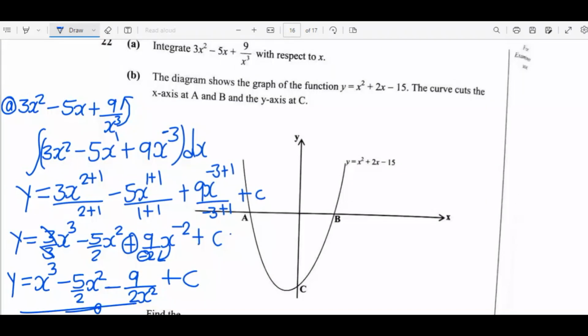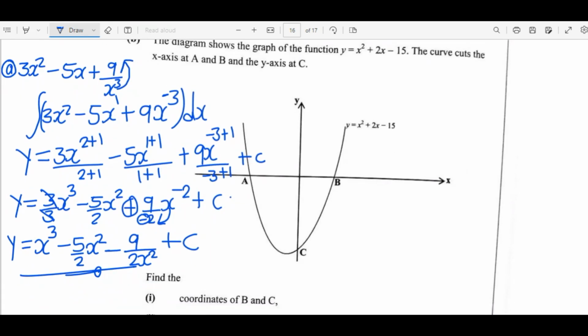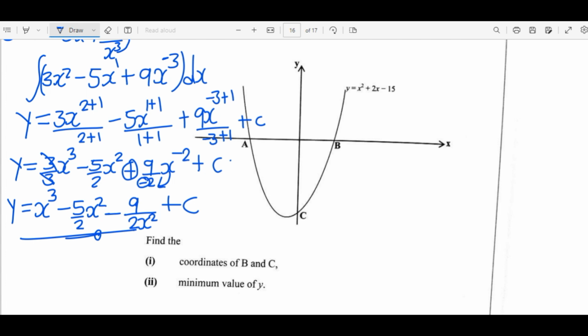Now we go back to question B. The diagram shows the graph of the function y is equal to x squared plus 2x minus 15. So this is a quadratic function. The curve cuts the x-axis at A and B and the y-axis at C. So let's see the first question. Find the coordinates of B and C. Now we'll begin with B. B is the x-intercept, since it is the point where the curve is cutting the x-axis, then our C is the y-intercept.